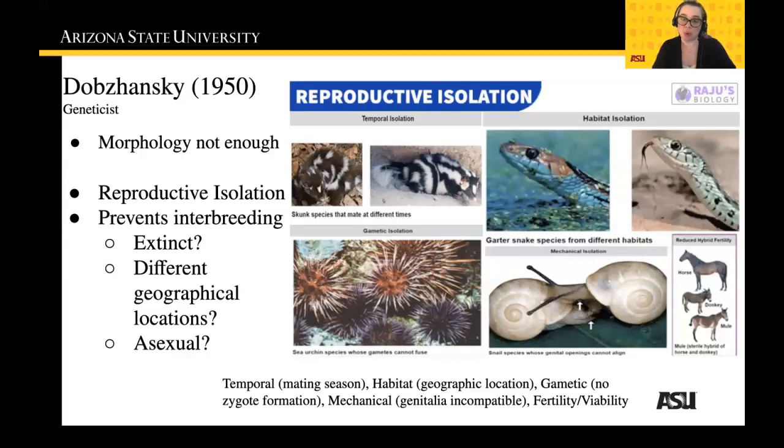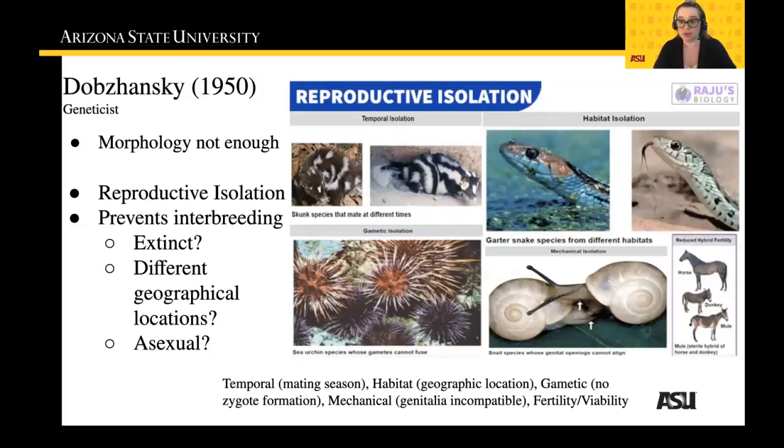They can do it through temporal isolation, where they mate at different times of the year. They can do it through habitat isolation, where they live in different geographic regions. They can do it through gametic isolation, where the zygotes don't form when they mate. They can do it through incompatibility of genitalia, which is mechanical isolation, or they can do it through reduced fertility. So they have no fertility or no viability with their offspring.